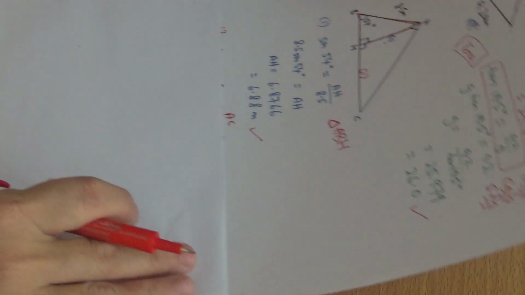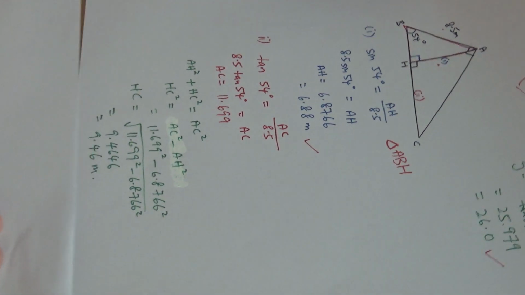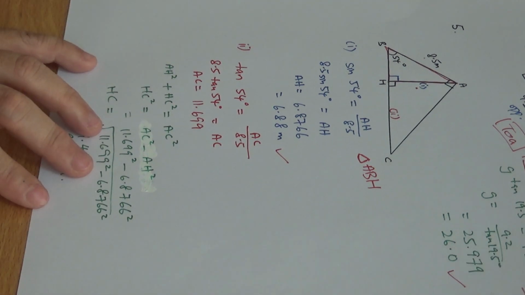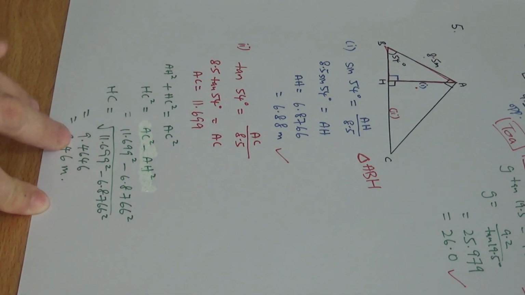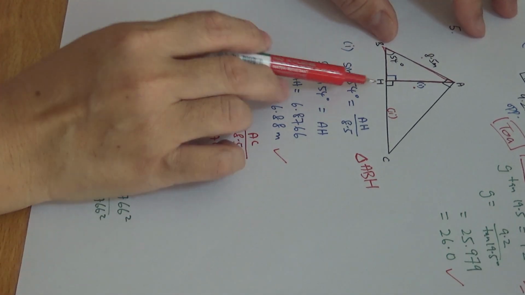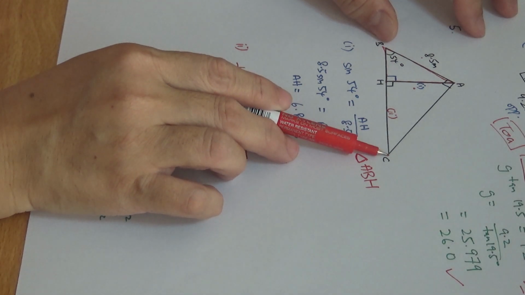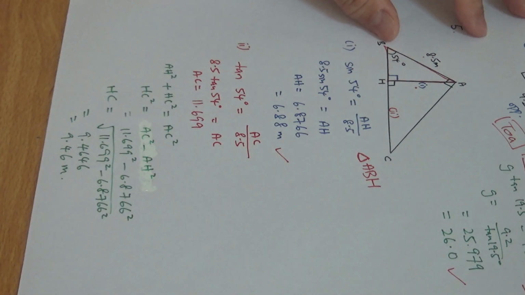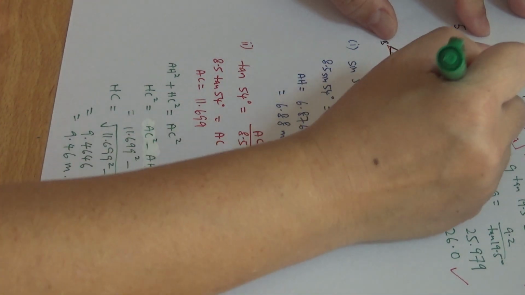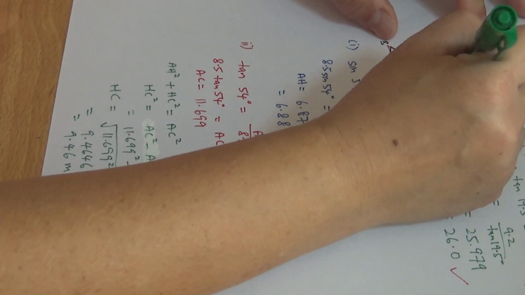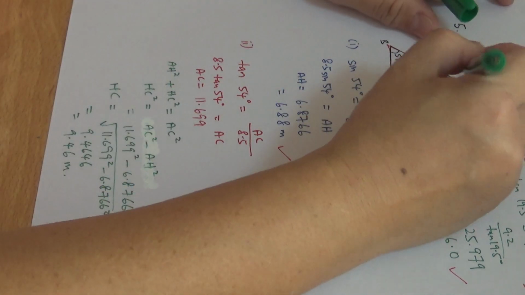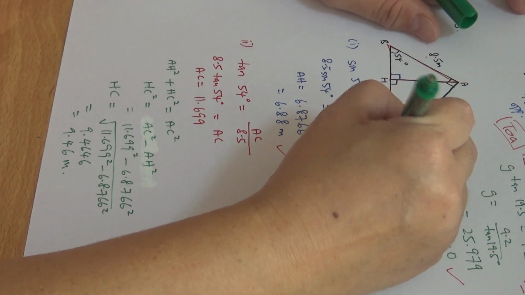Now next, look at part 2. Part 2 is slightly difficult because they want you to find out what is HC. It's not easy to find out HC. I want you to look first of all, I want to find out the length of AC first.